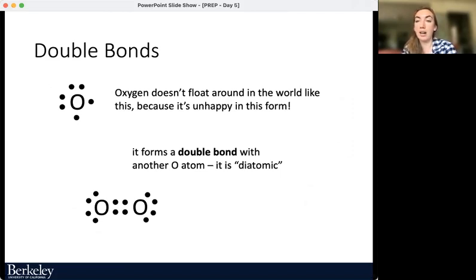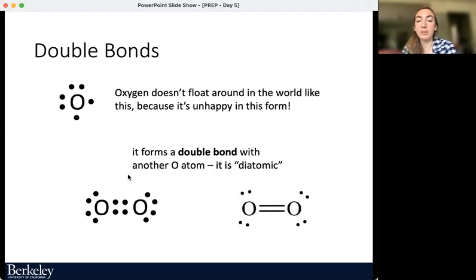So when you have oxygen, the oxygen you breathe is not in this form. It's not one single oxygen atom floating around, because that is unstable. It's not happy. It wants to fill that valence shell. The oxygen that's floating around in the air and makes up the air is in this form. So this thing here, instead of sharing 2 electrons, it's sharing 4. And so that is a double bond.